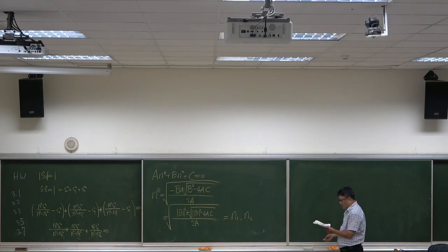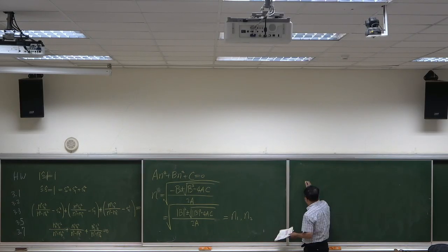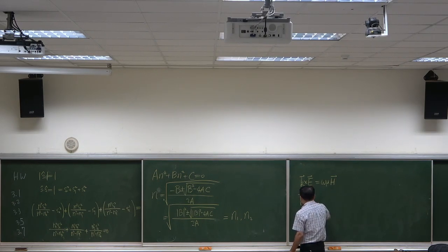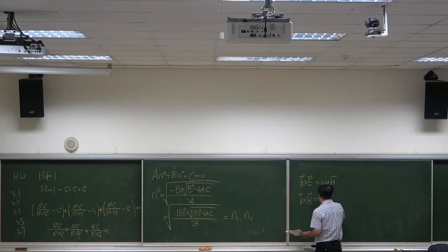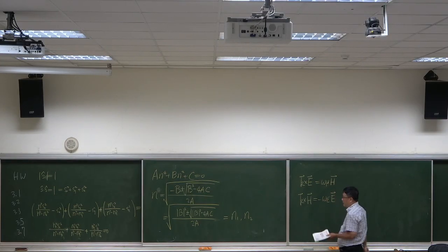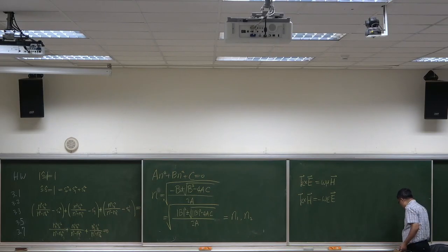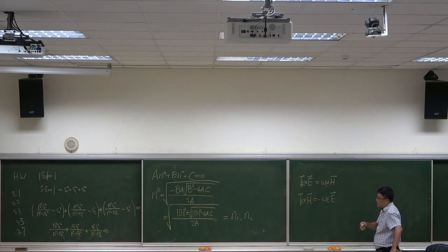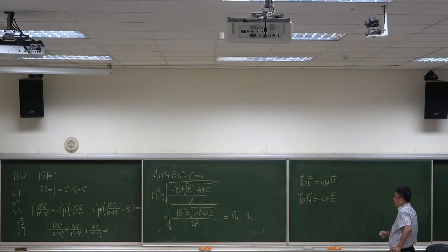Once again, we start our discussion from these two equations. K cross E is equal to omega mu H, and K cross H is equal to minus omega epsilon E. So we use these two equations to find the corresponding polarization of the E vector.